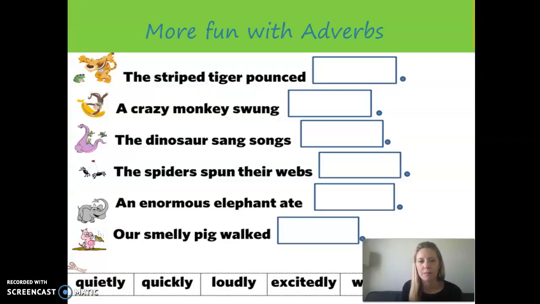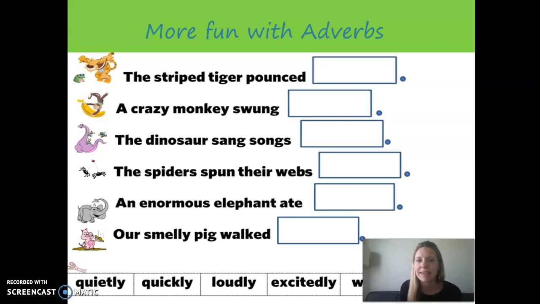More fun with adverbs. Take a look at the adverbs at the bottom. Quietly, quickly, loudly, excitedly, wildly, and slowly. Try and find an adverb that you could put into the sentence. The striped tiger pounced. Let's see. Wildly. The striped tiger pounced wildly. A crazy monkey swung quickly. A crazy monkey swung quickly.